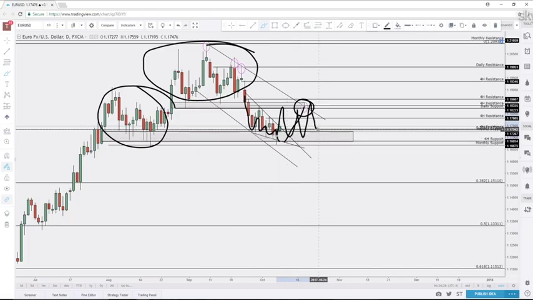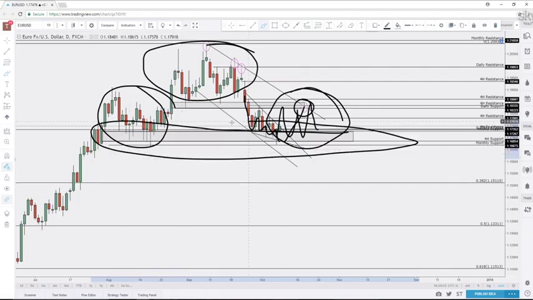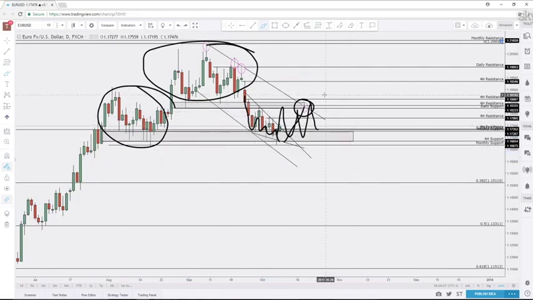Now that'll either warrant another head and shoulders. That'll warrant a right shoulder of the head and shoulders, and from there what we're going to be looking for is the neckline break of the monthly support, my rejection zone, and then if that does happen, we can expect a big impulse to the downside.